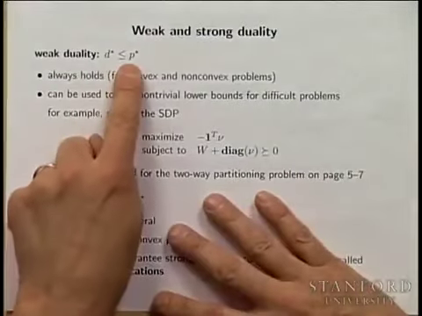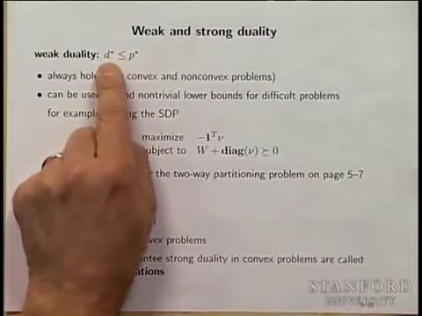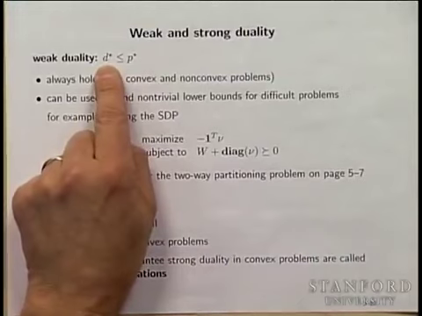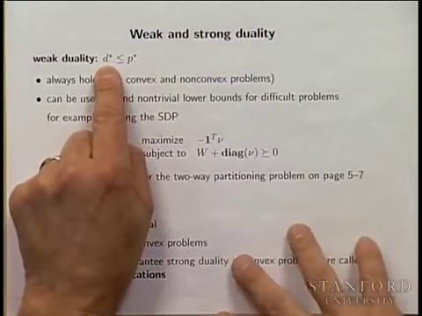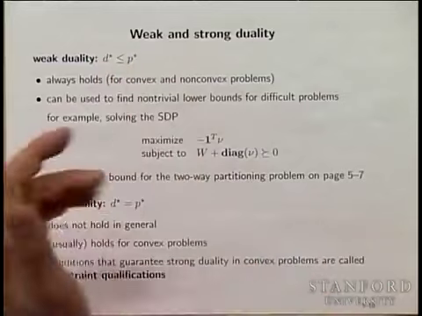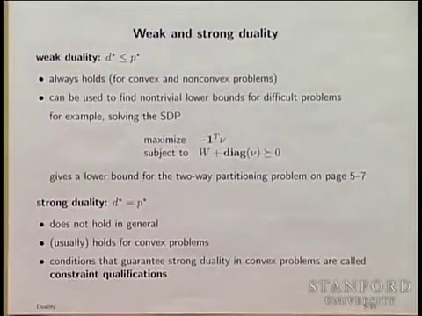You always have D star is less than P star. Why? Any dual feasible point is a lower bound on P star, so the best one is also a lower bound. This is called weak duality. It's called weak duality because, let me review what mathematics, the deep mathematics required in establishing this, right?